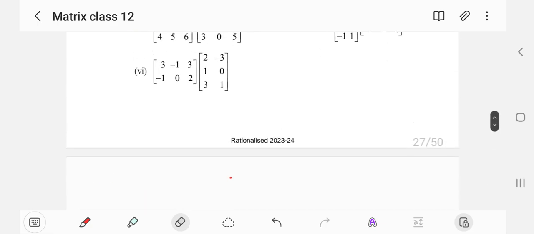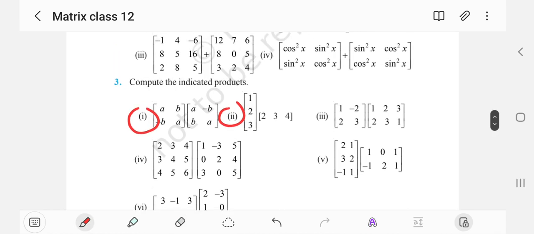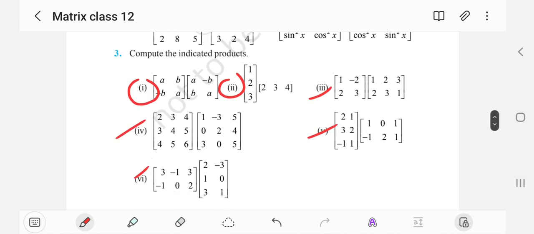So we have done this question number 3 also. The remaining parts are very much similar. You can try it by yourself.